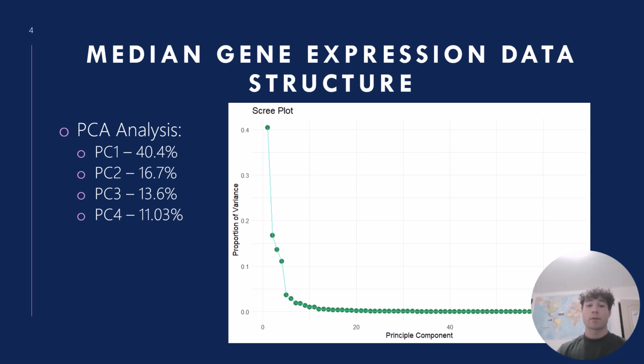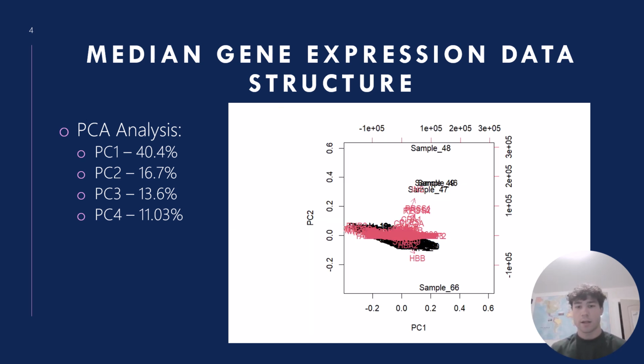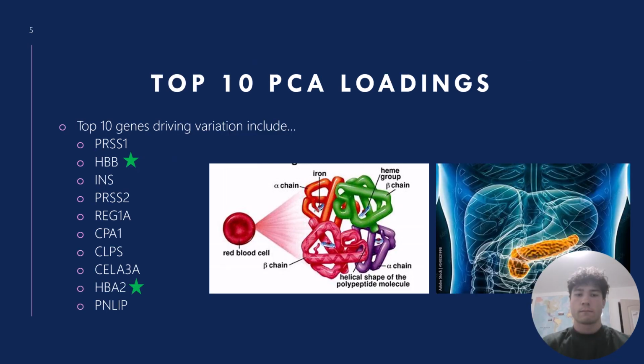I found 40% of the variation to be explained by PC1. And so diving into that further, I made a biplot to see if there were any genes driving that variation more than others. And that is this right here. And then that led me to look at this little group right here.